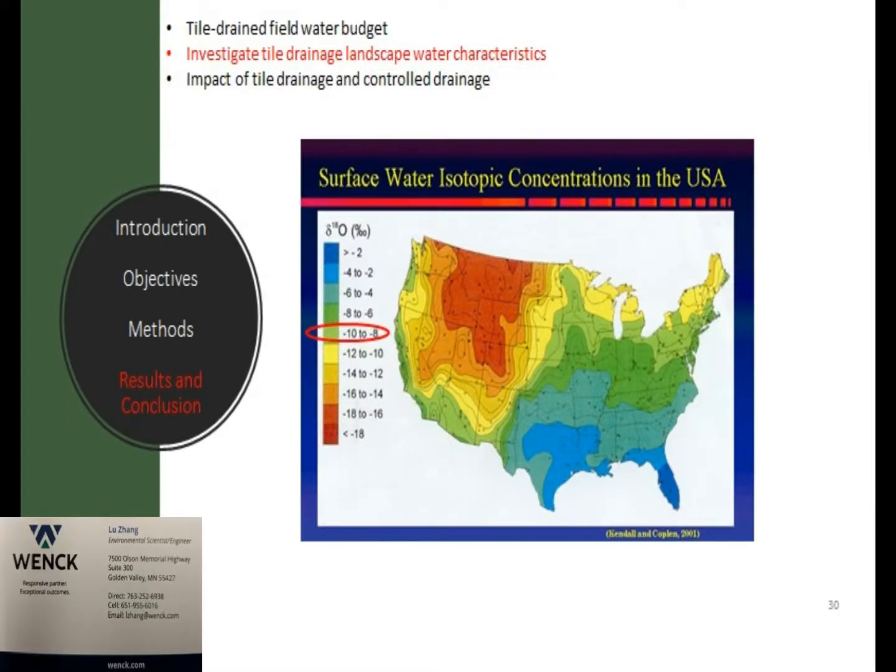So, jumping to the second part of this, this is just one of the maps that I found very interesting. This is the surface water isotopic concentration in the U.S., and we can look at Minnesota around this region, which is roughly between -10 and -8 for oxygen 18 concentrations. Besides this, it's interesting that we're validating our isotope measurements as well.